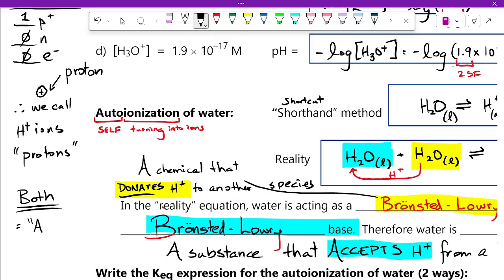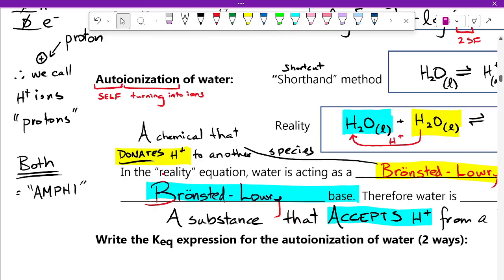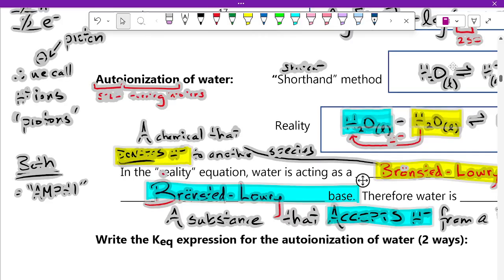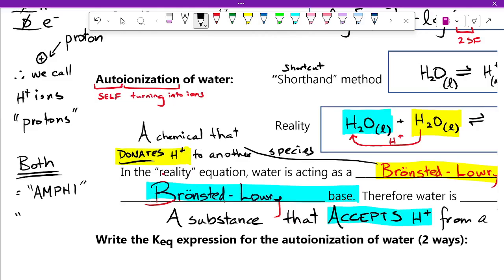Both is the prefix amphi. Ambidextrous. Kind of, yeah. Amphi and ambi, they're sort of like the same root. Ambidextrous means you can use both your left and your right hand. So amphi. Protic means to do with protons.